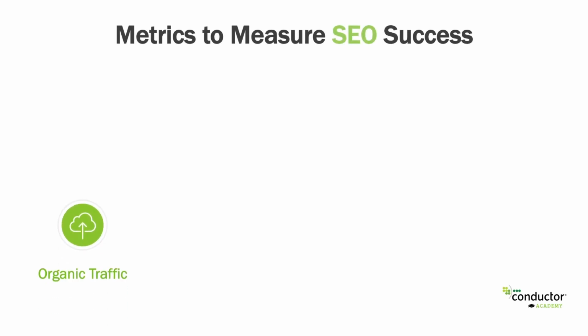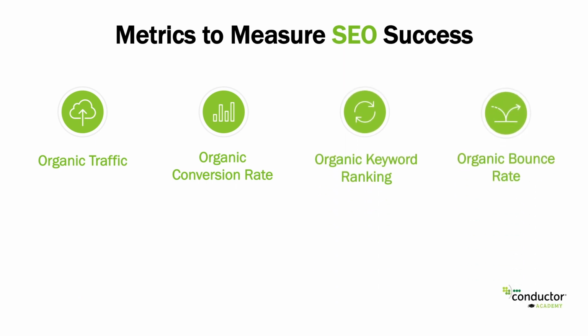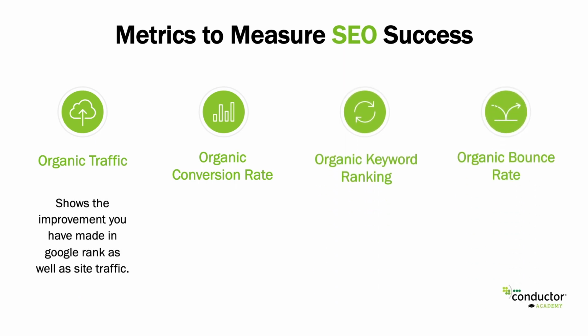In this lesson, we'll cover each metric that you should monitor in order to measure your SEO success. The goal of implementing SEO is to bring more organic traffic to your site. So the first metric is how much traffic you're getting on your page coming from search engines. This will show you the improvement you have made in both your rank in Google and the improvements made in your site traffic.